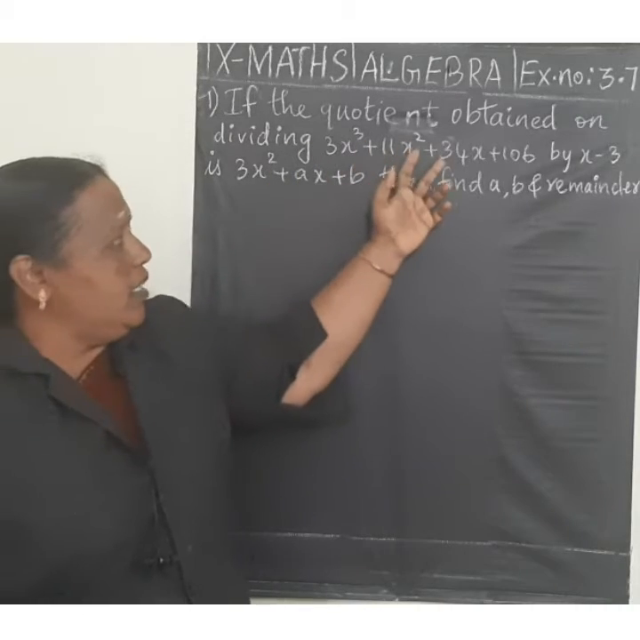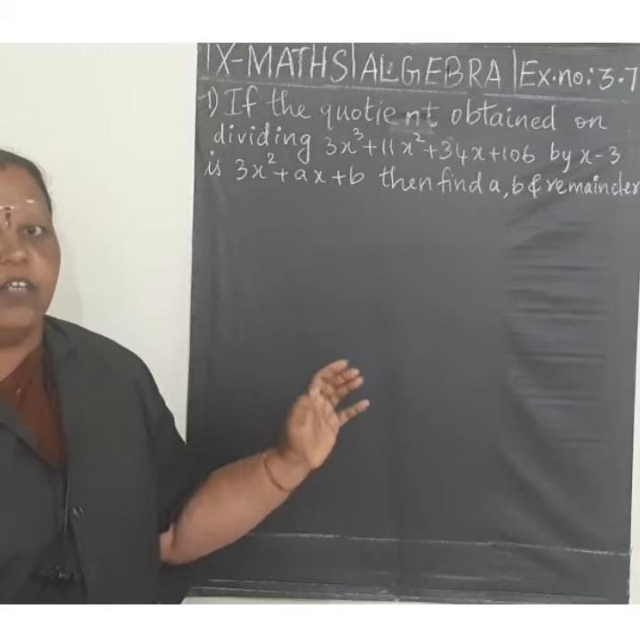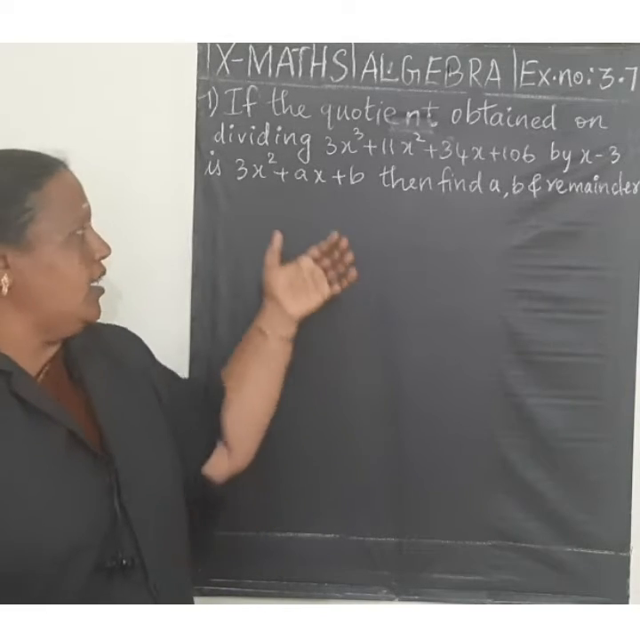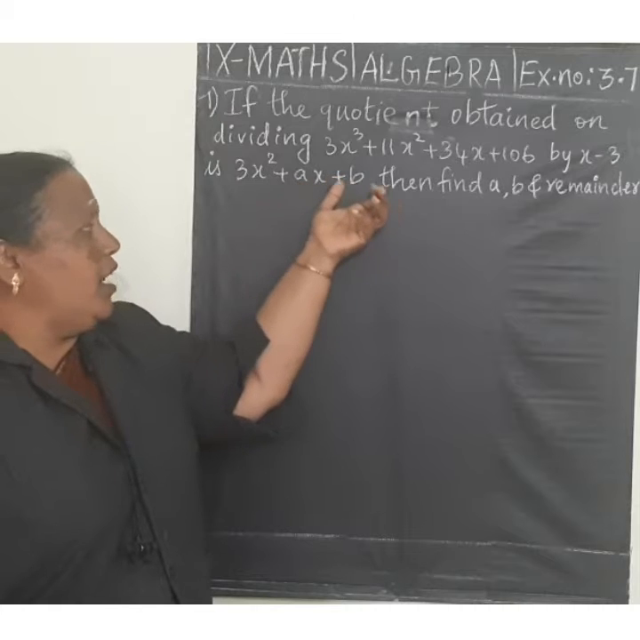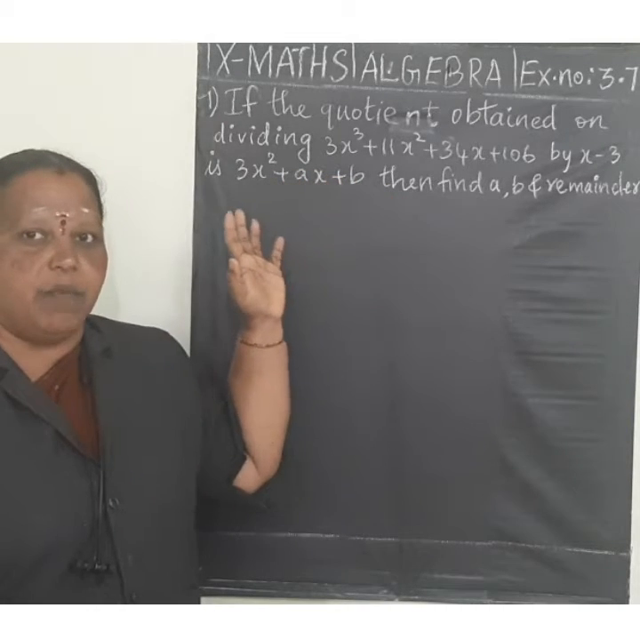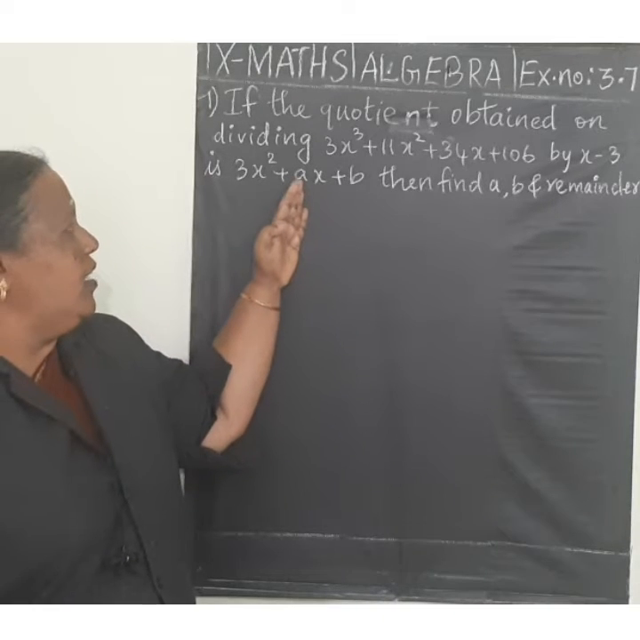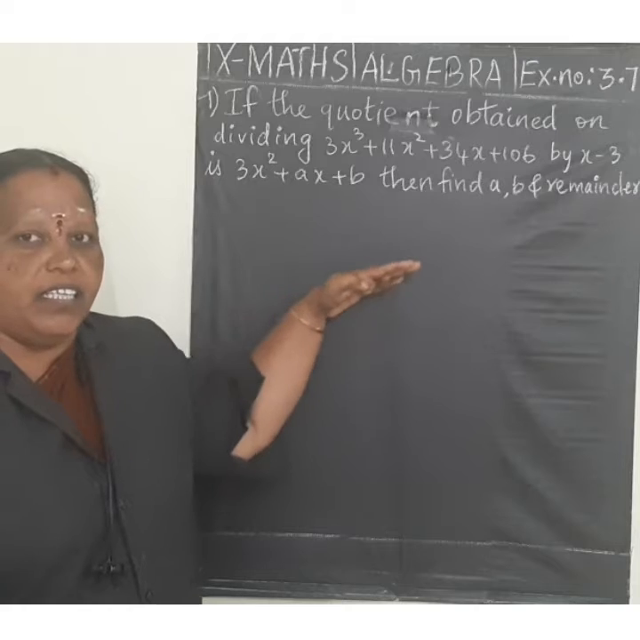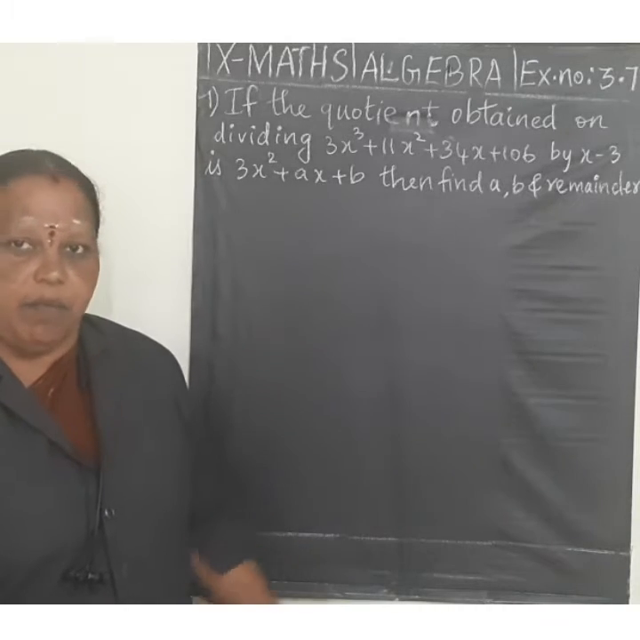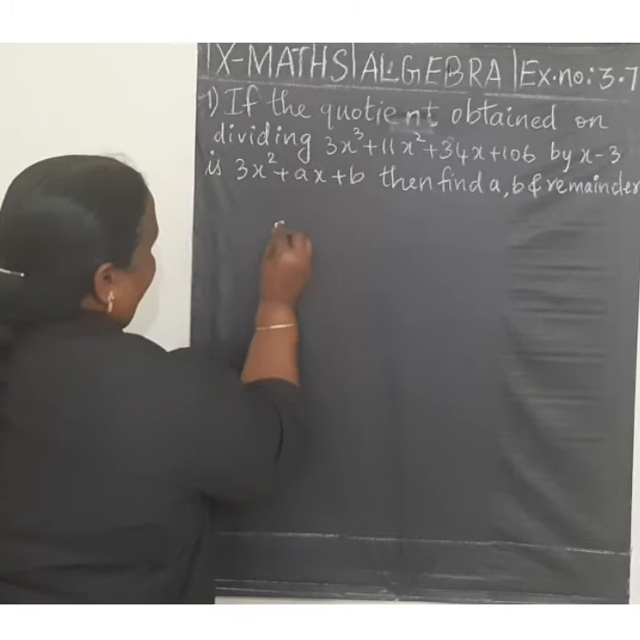When we divide the polynomial by x minus 3, we will get some quotient and a remainder. So in place of the quotient they have given 3x square plus ax plus b. In place of a and b, when we divide, we will get some numbers. Those numbers we have to find; that's the a and b. After finding a and b, we have to find the remainder also. Now let us divide it.